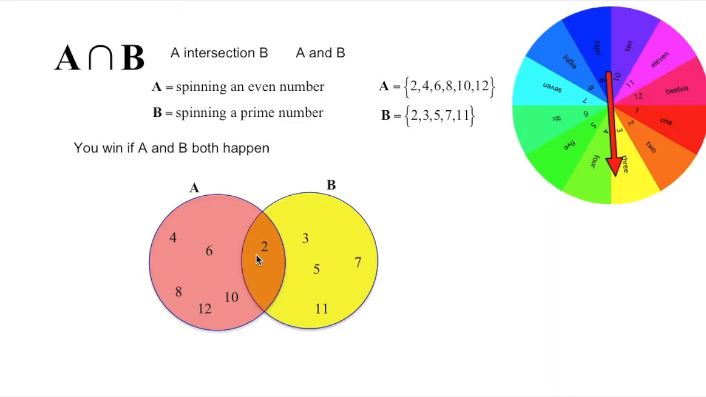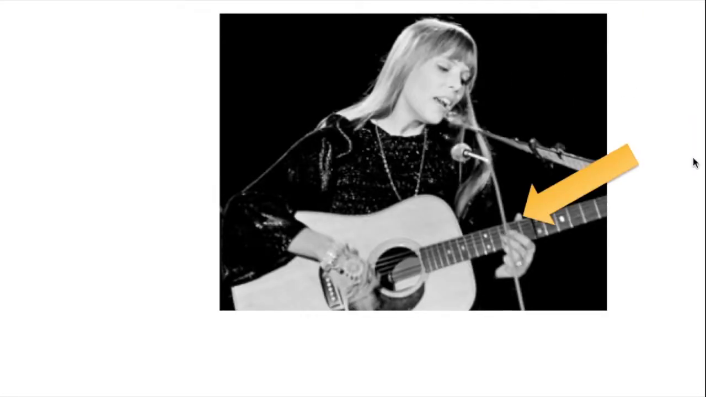So you win only if the 2 comes up. A intersection, what's in both A and B? 2. Here's Joni Mitchell, and here's our rule of thumb. Whenever your probability involves an and, an intersection, we're going to end up multiplying. And whenever it involves an or, a union, we're going to end up adding.